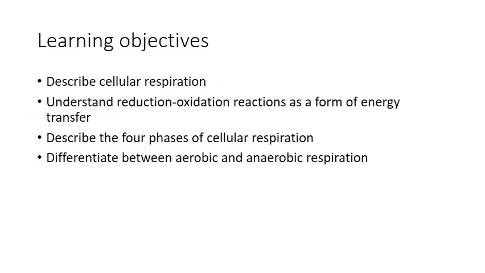So the goals for this chapter are, one, to be able to describe what cellular respiration is, which we're going to get into today, do a brief overview of. We're going to understand how reduction oxidations work and how they can be a form of energy storage and energy transfer. We're going to be able to understand and describe the 4 phases of cellular respiration, which again, that's the process through which animal cells are going to kind of digest and process carbohydrates, and be able to differentiate between aerobic and anaerobic respiration. So does anyone know maybe what these terms mean, aerobic and anaerobic?